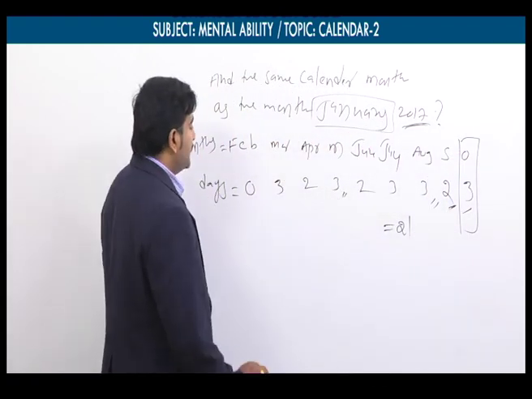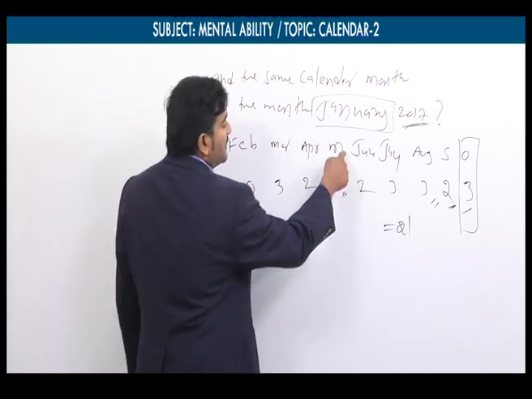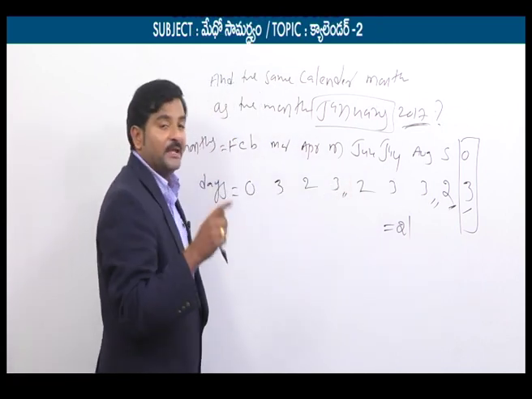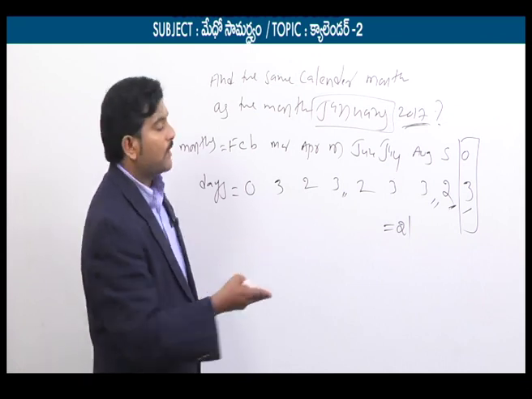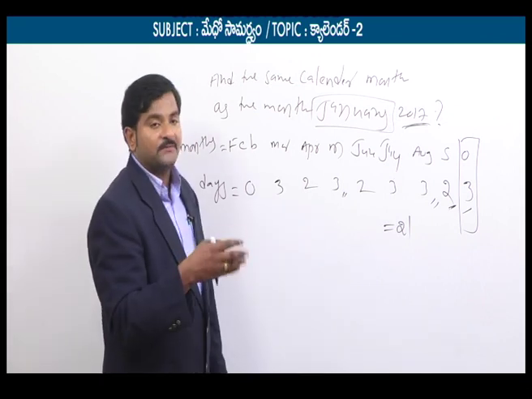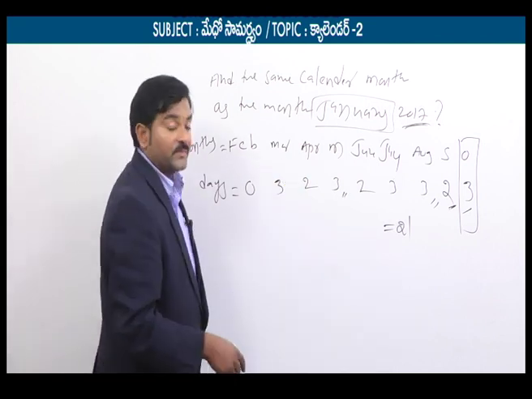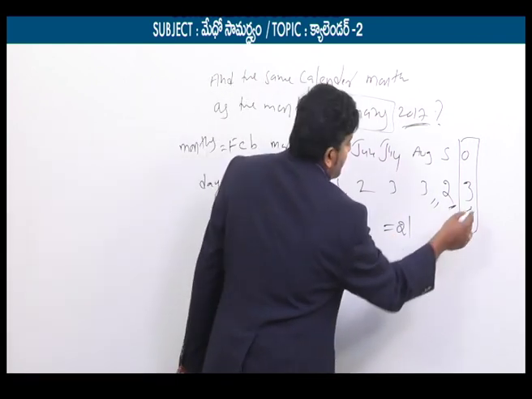Once again, my dear students, February means 0, March means 3, April means 2, May means 3, June means 2. These odd days you know already. If it is having 31 days, 3 odd days. If it is having 30 days, 2 odd days. Adding the sum of all this, 7 chance missed, 14 chance missed. Finally what am I getting? 21. For which month did we get 21? For October month.